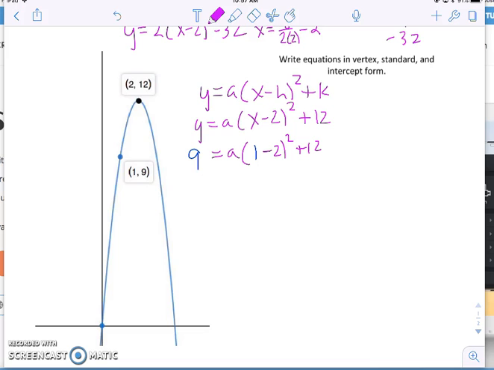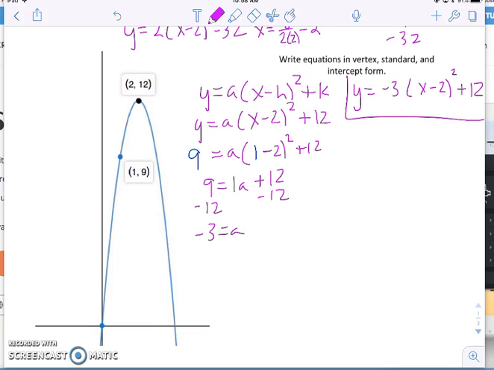So negative 1 squared is 1. So 9 equals 1a plus 12. Minus 12 minus 12. So that would be negative 3 is our a value. All right, so in vertex form, we'd have a, which we just found out was negative 3, and then we would have x minus 2 squared plus 12. And there's vertex form, and now we'll talk about how to switch it into the other forms.